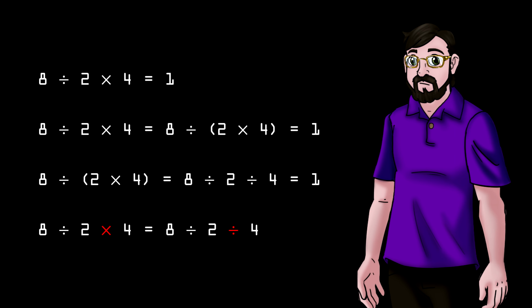There's a reason why the order of operations is the way it is, because if you violate it, you end up with fundamental contradictions like this.